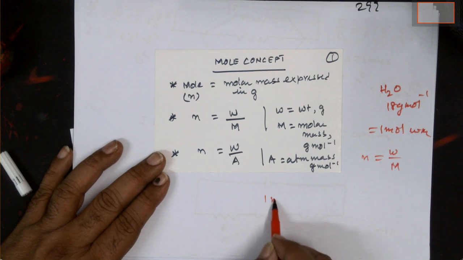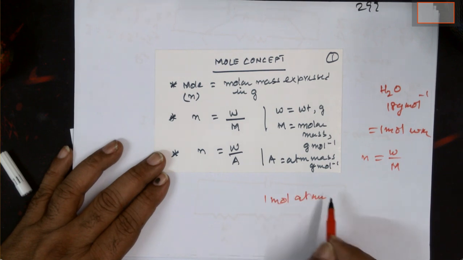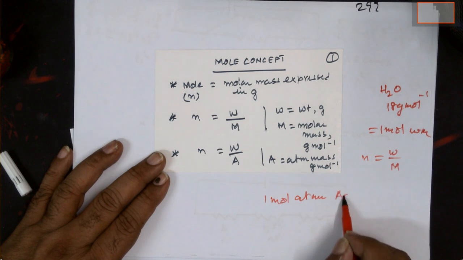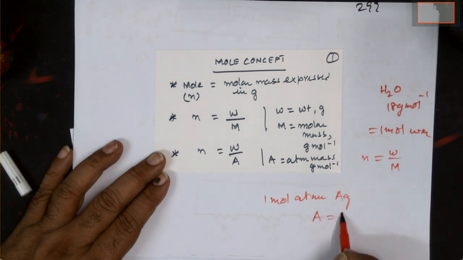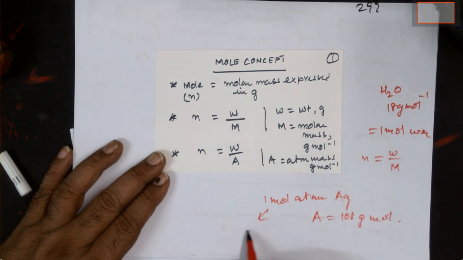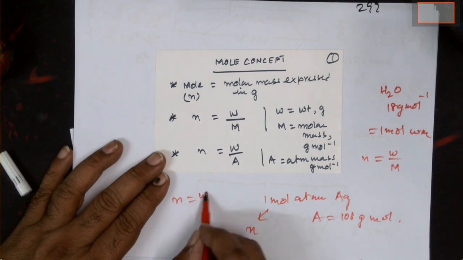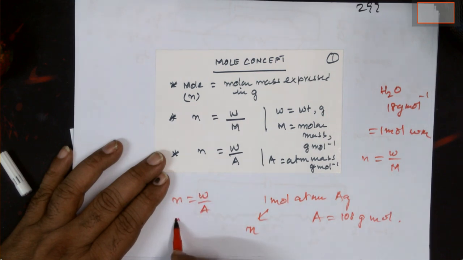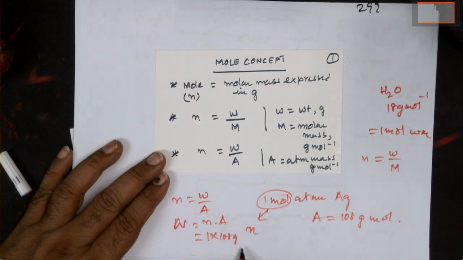For example, 1 mole of silver atoms. Silver's atomic mass is roughly 108 gram per mole. So n is equal to W by A. Therefore, the weight of silver W is n into A, where n is 1 here, so 1 into atomic mass 108 gram per mole. This is 1 mole, so the mole inverse cancels, and this is 108 gram. Do you understand this? Okay.